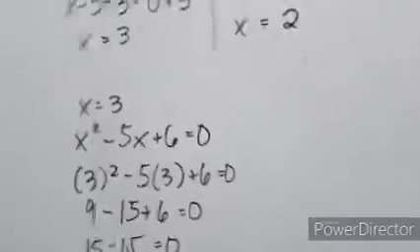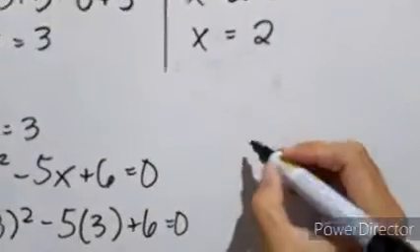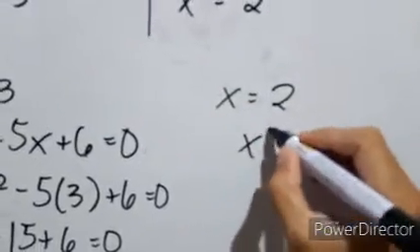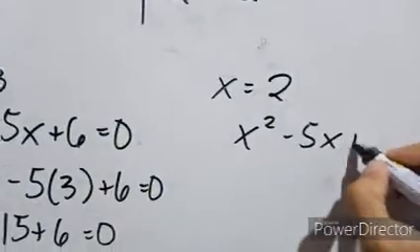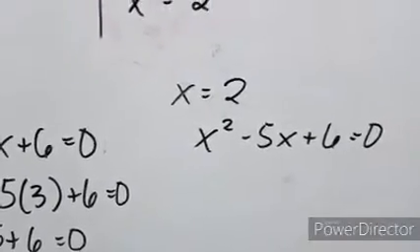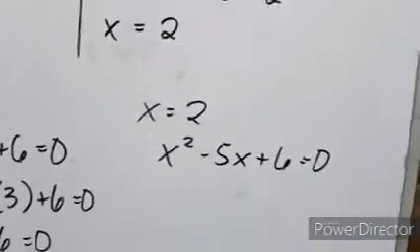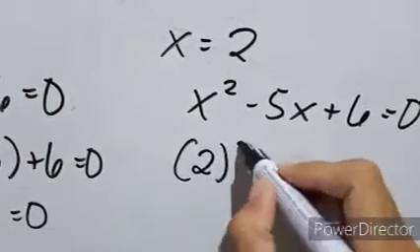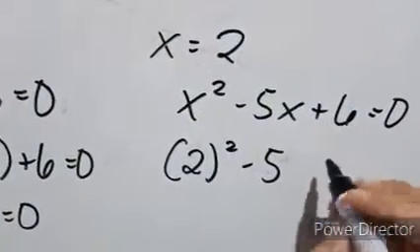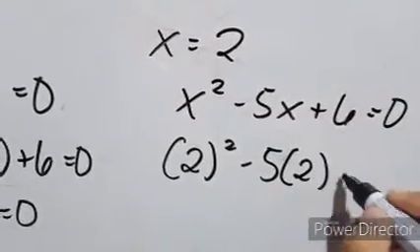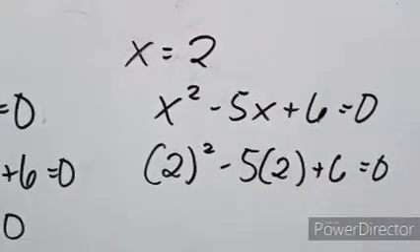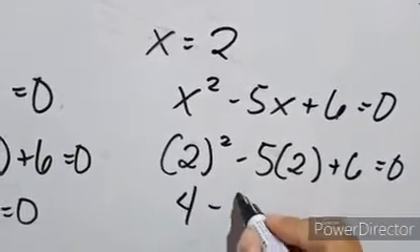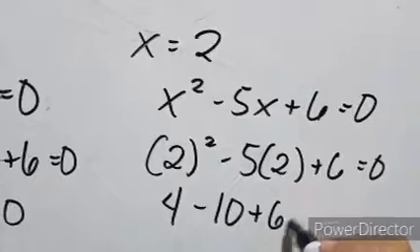So, check naman natin yung value of 2. So, original equation, sulat ulit natin. Papansin nyo, lagi natin sinusulat yun para hindi tayo malito kung saan tayo titingin. So, replace natin. 2 squared minus 5 times 2 plus 6 equals 0. 2 times 2 ay 4 minus 5 times 2, 10 plus 6 equals 0.